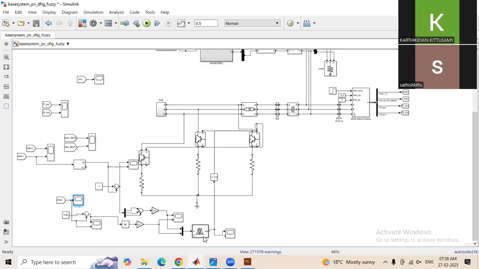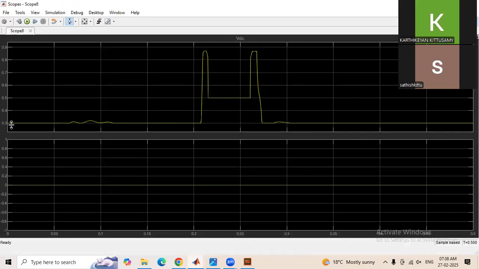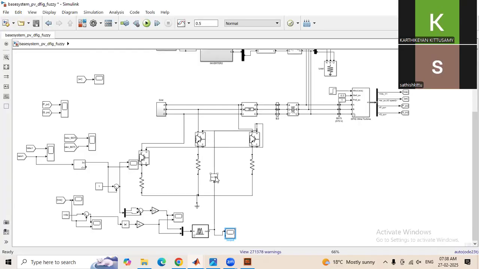Here, if you see, this is the output of the fuzzy. Initially it was 0.3. At 0.2 when the fault occurred, here it increased up to 0.8. And when the fault is cleared, it again reaches 0.3. So we have provided the command here: when it is greater than 0.5, the pulses should be on. That is, these switches will be turned on. When the switches are turned on, the current will flow from the system through the resistance to the ground. It is simple in operation.